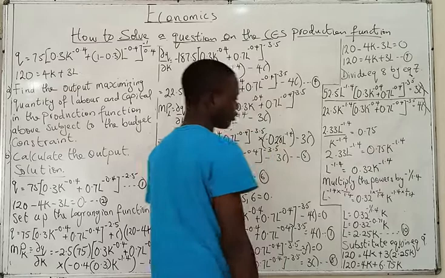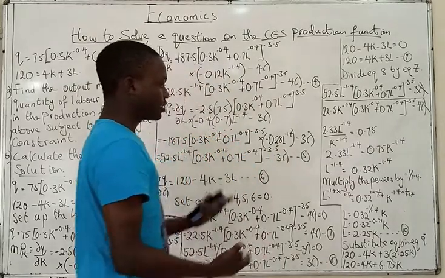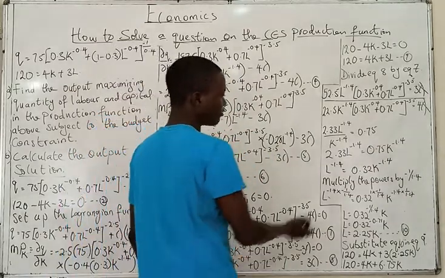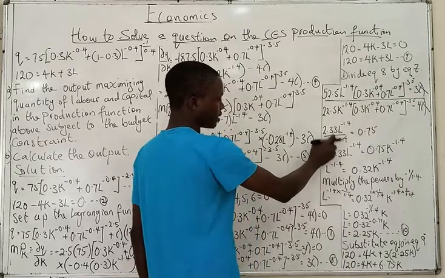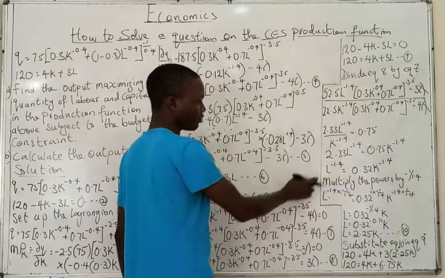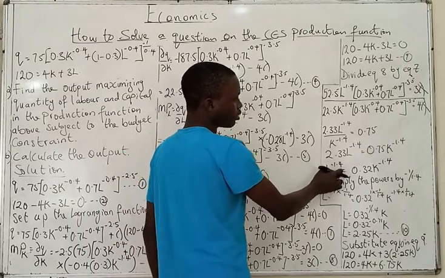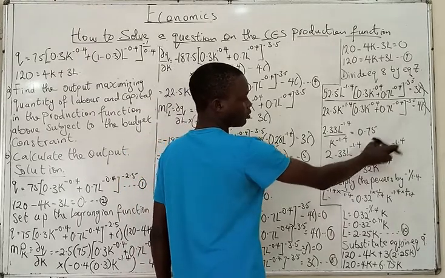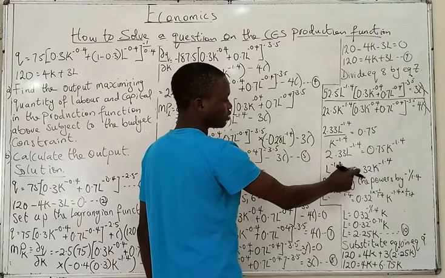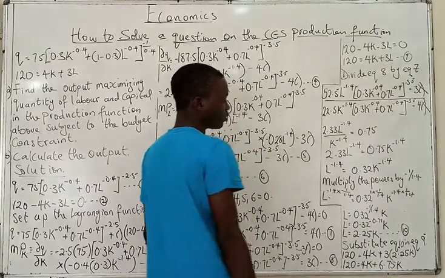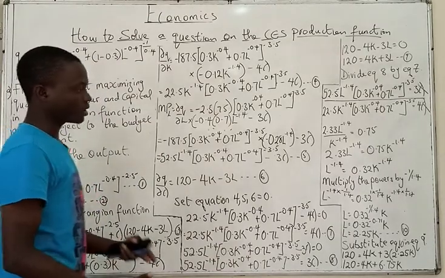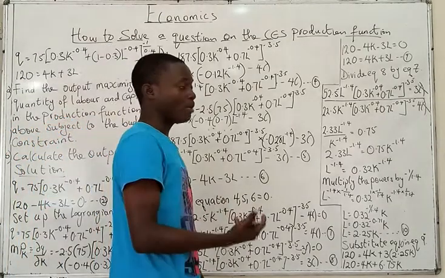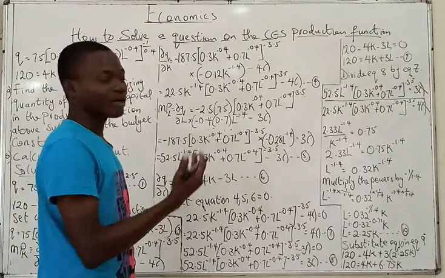So 2.33 L raised to minus 1.4 is equal to, just cross multiply, 0.75 K raised to minus 1.4. We want to make L stand alone, so all we just have to do is divide through by 2.33. By the time we divide through by 2.33, there's nothing left here beside L, so we have L raised to minus 1.4 equals 0.75 divided by 2.33, and that gives us 0.32 K raised to minus 1.4. But it's only L that we need, so what do we have to do again? What we just have to do is to multiply the powers by minus 1 over 1.4.